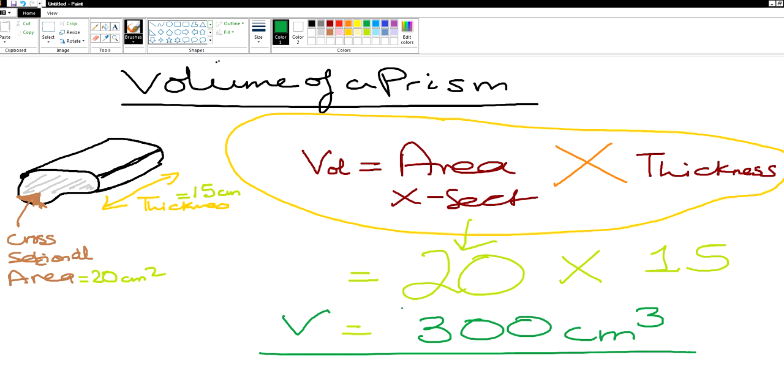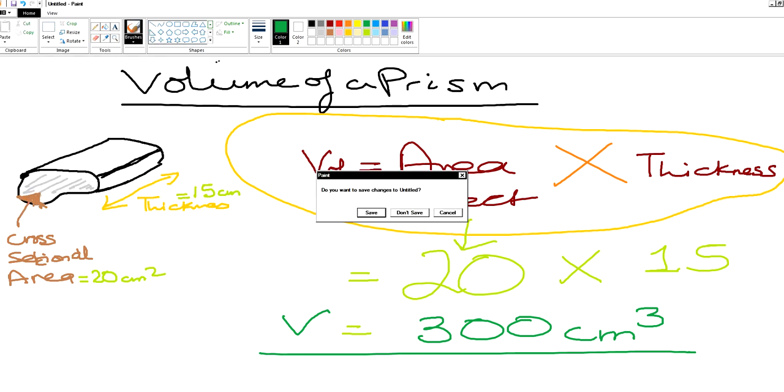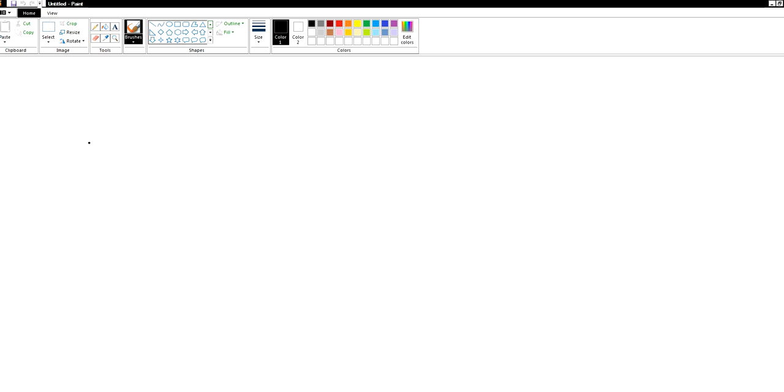Okay, let's do a couple of examples. This is that. No, that's the back side. That's the other side. Okay, let's have another shape. You have this shape here. Here's the cross-sectional area of the front. What shape is that? That's a triangular prism. And what is the cross-sectional area?